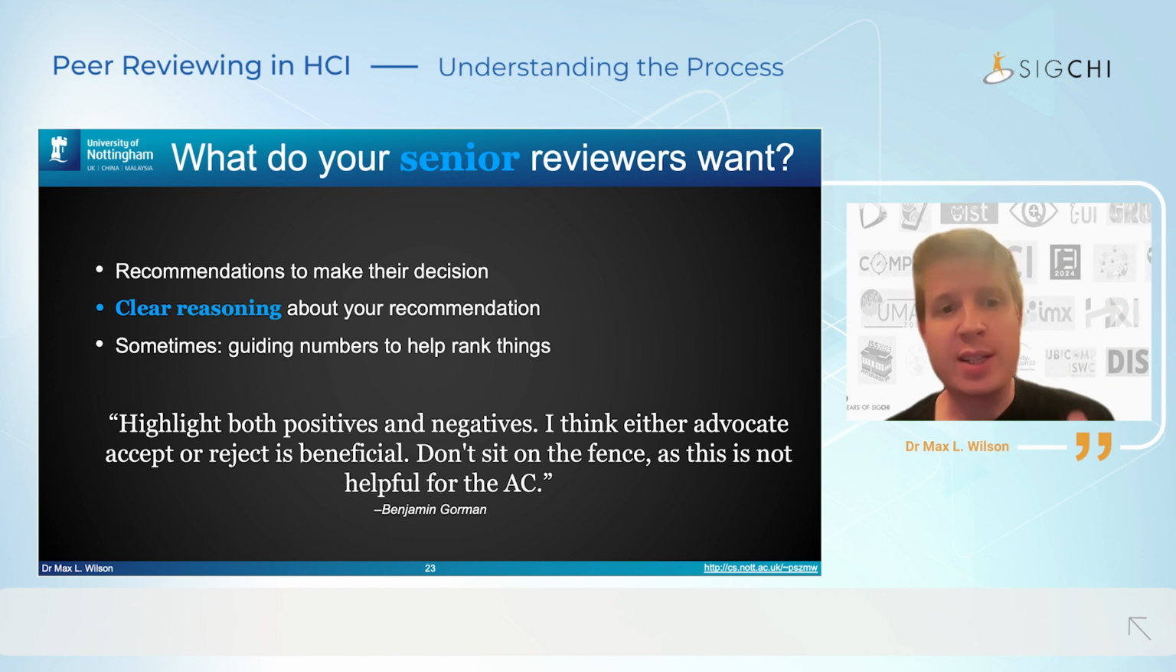Ultimately, what the senior reviewers want is a recommendation from you to help them make their decision. Clear reasoning about your recommendation, because if there's no clear reasoning, it's hard for them to understand your recommendation. Then sometimes they want you to provide guiding numbers to help rank the paper relative to other papers. And one bit of good advice that Benjamin Gorman sent me, also through what used to be Twitter, was it's really important to highlight both the positives and negatives, but in the end, you need to advocate for either accepting or rejecting one way or the other, or it being ready or not ready for a journal. It doesn't really help anybody to sit on the fence. This isn't helpful for the senior reviewer if you're not making a recommendation, because they can't make a recommendation from a non-recommendation.